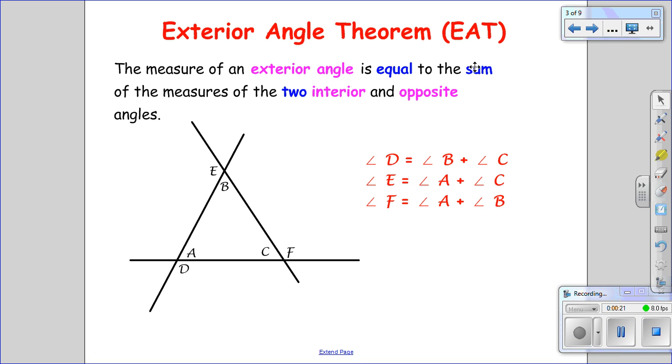The exterior angle theorem tells you the measure of an exterior angle is equal to the sum of the measures of the two interior and opposite angles. For example, if I look at angle E, it's equal to angle A plus angle B. Similarly, angle F would be angle A plus B, and angle D would be angle B plus C.